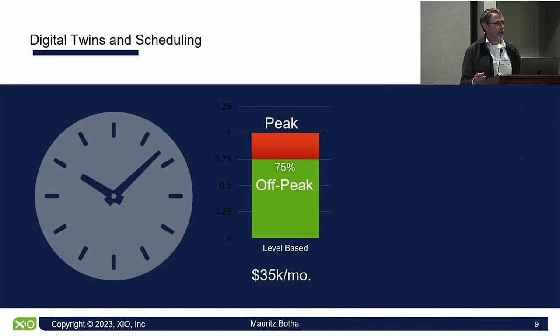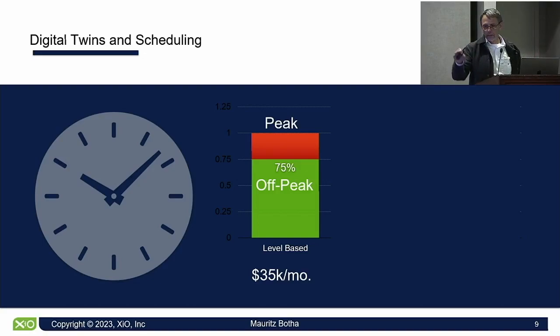We use it in scheduling. So one of our customers had a very traditional system. They have float switches in a tank. Float switch goes down, pump starts. Float switch goes up, pump stops. And they spent, on average, over a couple of years, about $35K a month on electrical energy. They pumped 75% of their water at off-peak times. It's just purely random.